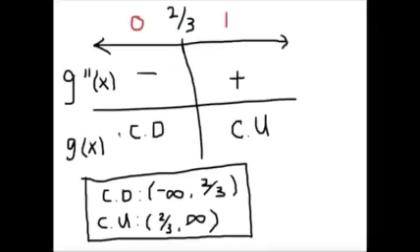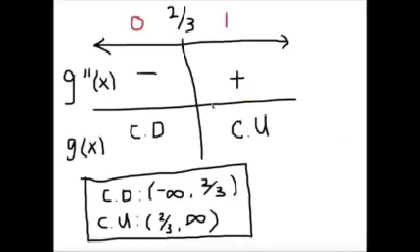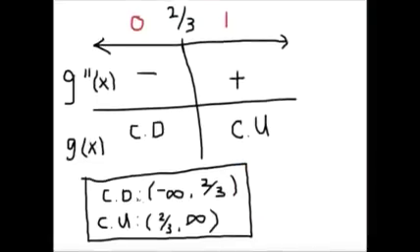and that would give you a positive number. And so now we know that g of x is concave down where the second derivative is negative, and concave up where it is positive. So we know that from negative infinity to 2/3, it's concave down, and from 2/3 to infinity, it's concave up.